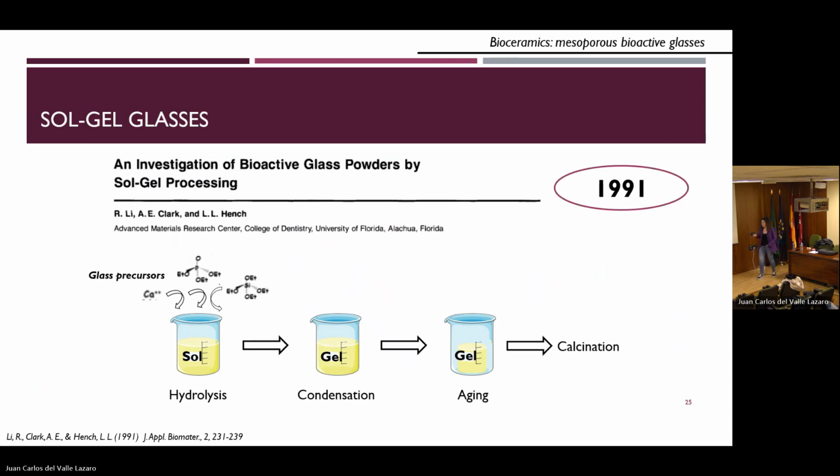Well, it's important to mention 1991, because in that same year they discovered the sol-gel glasses, which were synthesized by sol-gel chemistry. They put the precursors through hydrolysis, condensation, and aging, and we got a glass made of a silicon structure with some calcium phosphate embedded in the network.